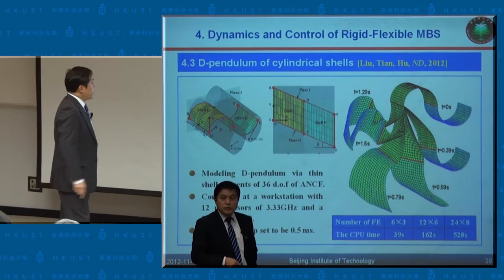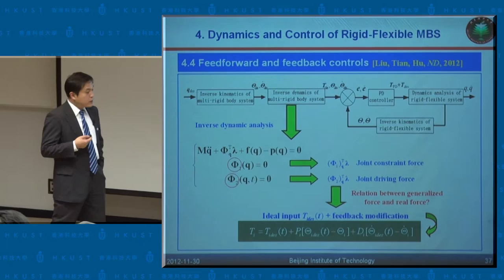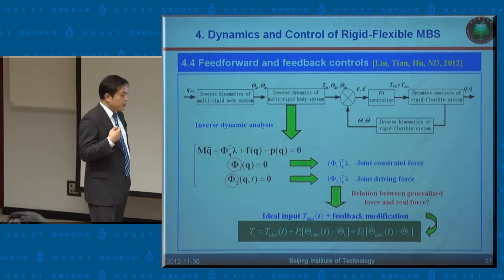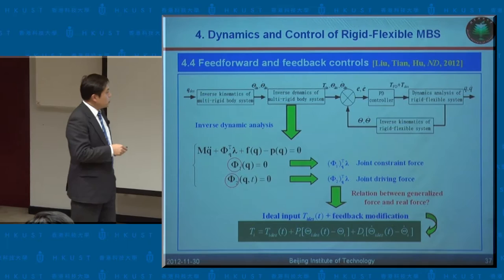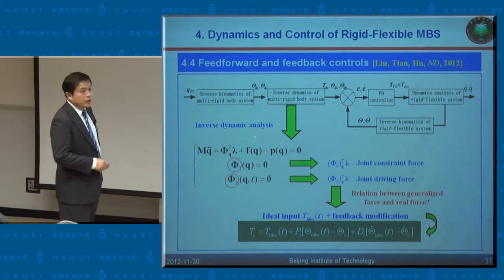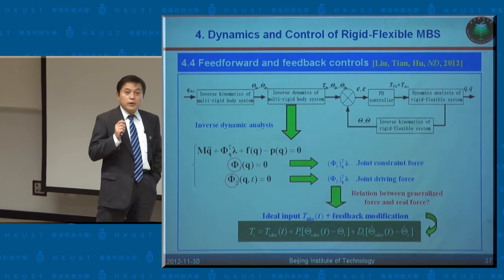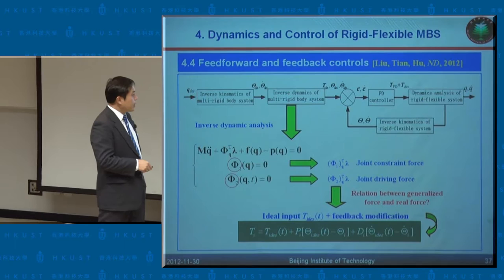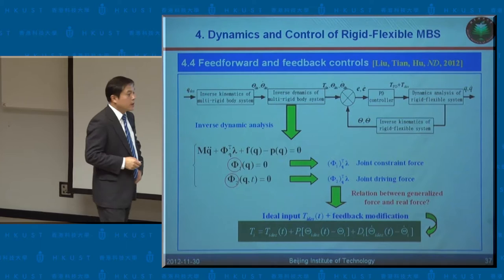Okay, some people will be interested in the control of these deployable space structures. And we did some very simple control work. At first, we simplified the model to a rigid multibody system. Then we can use inverse dynamic analysis to determine the ideal input of the feed-forward control. Of course, if you take the flexibility of the components into consideration, you need to make some revision or update. We use the update of feedback. Then we have the combined feed-forward control and feedback control together. Then we can control the rigid-flexible multibody systems.